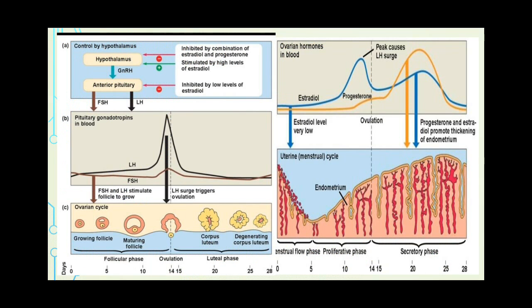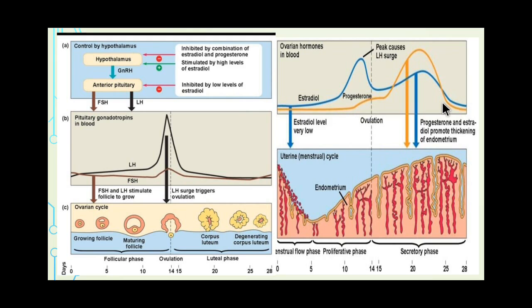Next, here you see the hormones are given part by part, controlled by the hypothalamic gonadotropins. Then it is given the pituitary gonadotropins in the blood, then how the ovarian cycle changes occur, then the changes occurring in the uterus, then the ovarian hormones in the blood. Please learn all this because many times questions come from this.